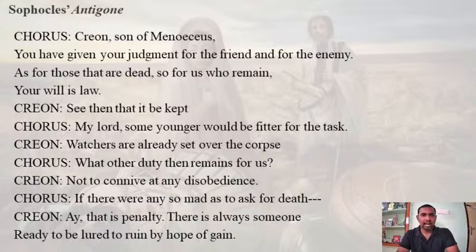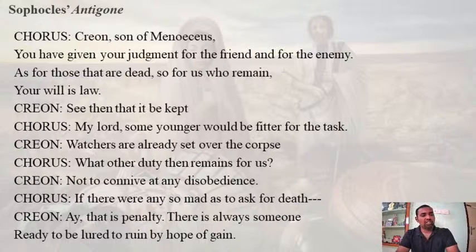So I pointed out earlier that the chorus is formed by a team of Theban elders, and that is why they say, my lord, some younger man would be fit for that task. So let's assign someone who is very much younger. We are all elders, so we won't be able to do that. So let's assign someone who is younger to keep watch over the dead body.